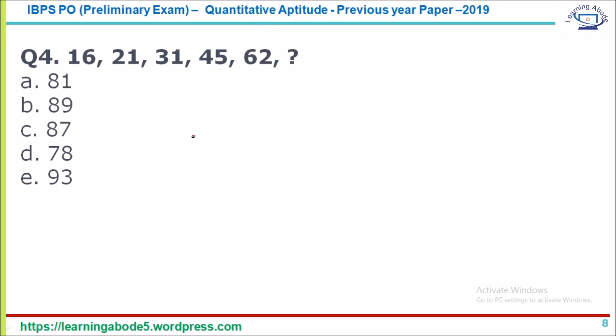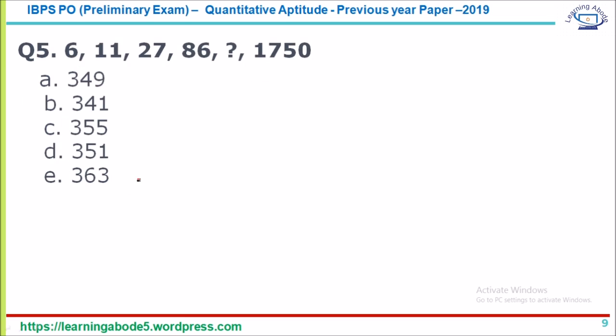Now the fourth question, 16, 21, 31, 45 and 62. Now here the difference is 5, here it is 10, here it is 14, here it is 17. Okay. Now if you look at the difference here, it is 5, 4, 3. Next it should be 2. So 17 plus 2 is 19. So 62 plus 19 is 81. That's answer option A, 81 is the answer for this question.